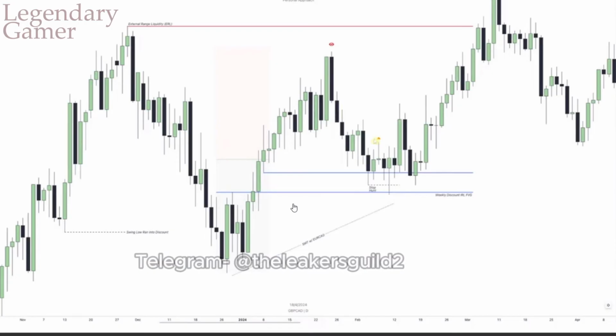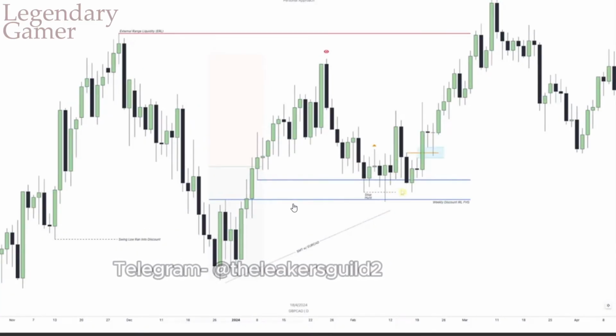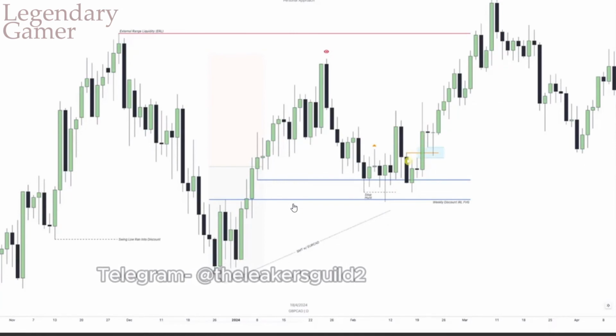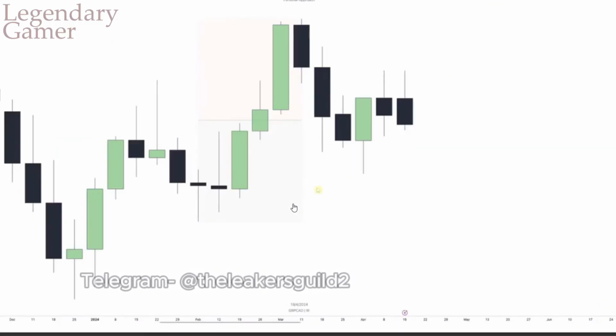Break of structure happens over here after that stop hunt, and again the SMT is key here, right? We want to have that with us. Now price starts to trade up higher again, and we've got a fair value gap formed, a high probability fair value gap with an order block here, and then price taps that fair value gap and continues its path up into external range liquidity.